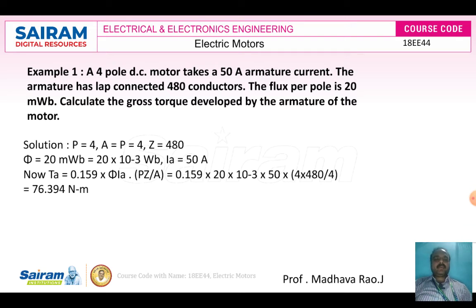The flux per pole is 20 milliwebers. Calculate the gross torque developed by the armature of the motor. So torque we have to find out.